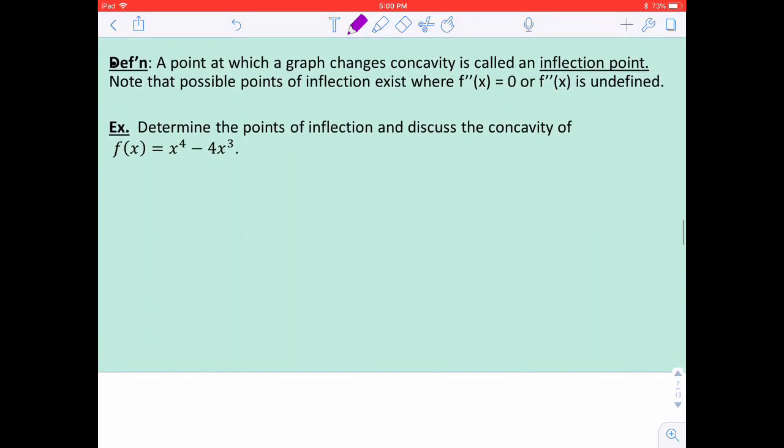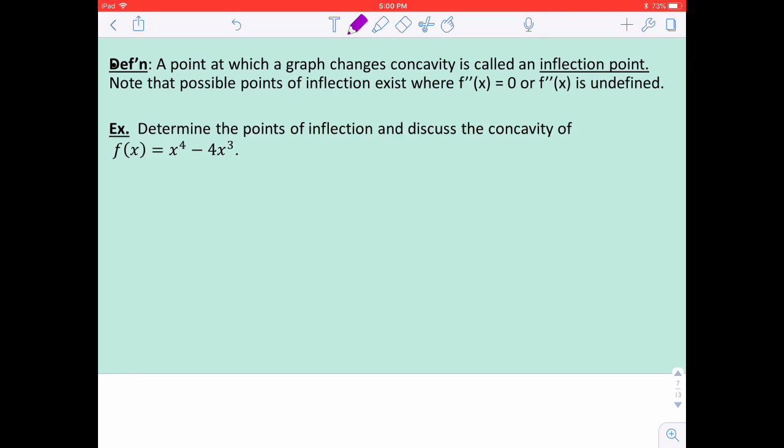So, okay, another definition here. Let's talk about inflection points. A point at which a graph changes concavity is called an inflection point. Note that possible points of inflection exist where the second derivative is equal to 0 or it's undefined. So we want to determine the points of inflection and discuss the concavity for this function here as an example. So it's basically what we've already been doing, right? Like we've already been finding where it does not exist or where it is equal to 0.